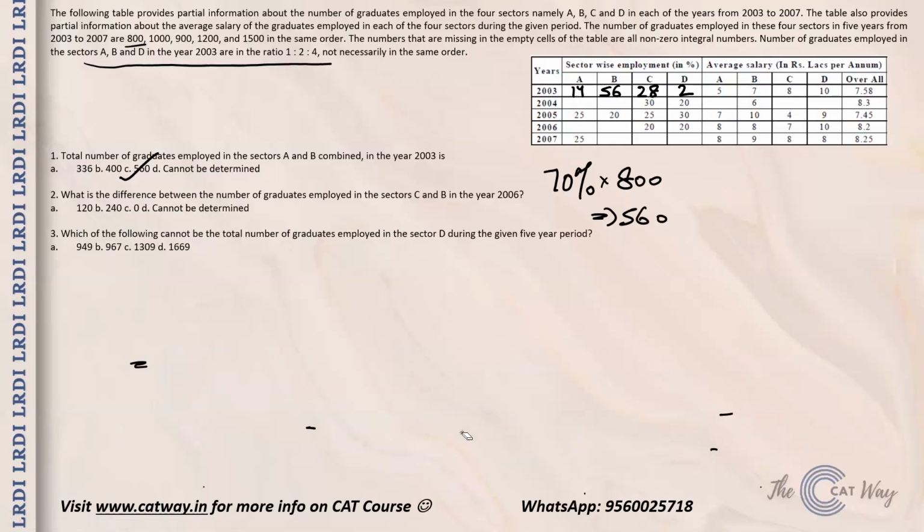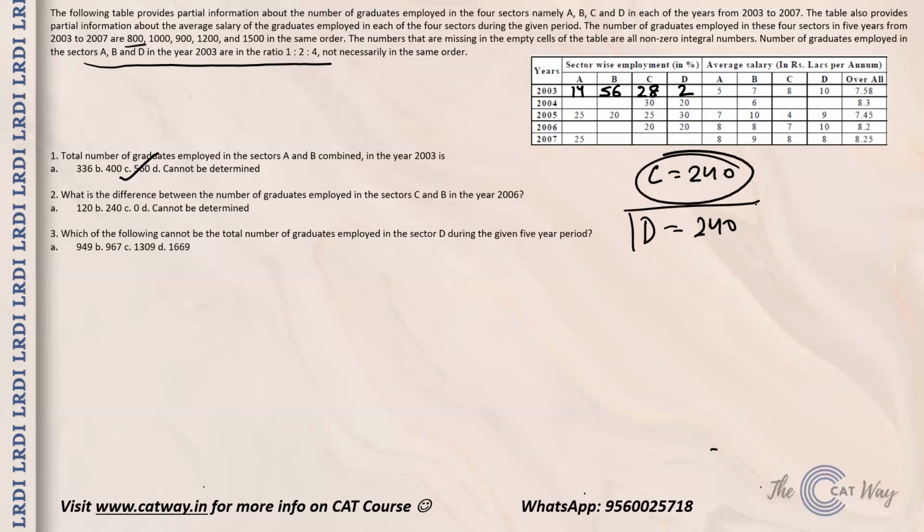All right guys, so what we have over here is: what is the difference between the number of graduates employed in sector C and B in the year 2006? So in 2006, for C, you know that the total value is 1200. Out of that 20%, that is 240, are graduates in C. And similarly for D, there are also 240 graduates. But for A and B, you know nothing over there.